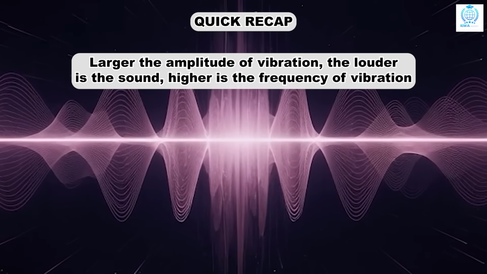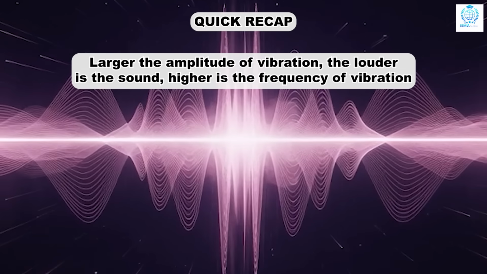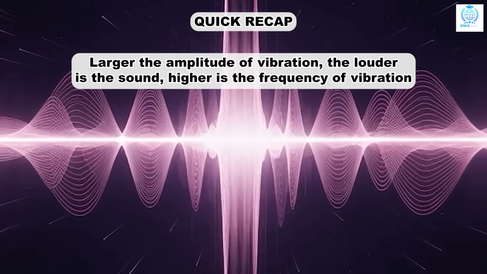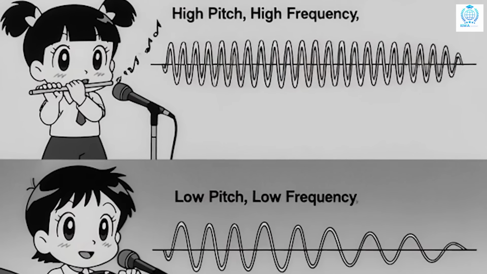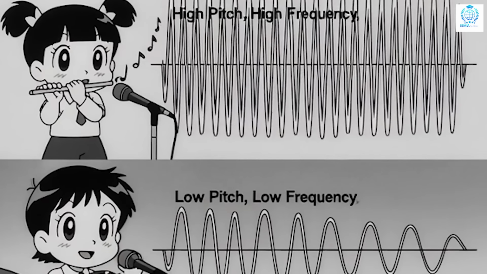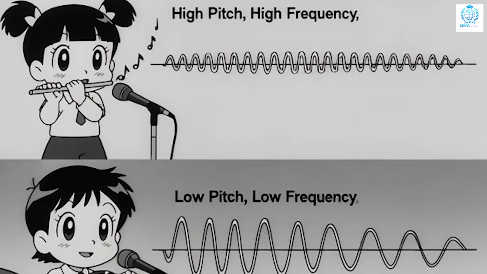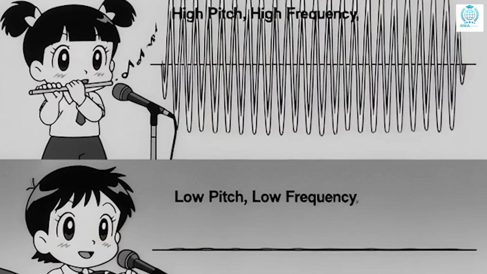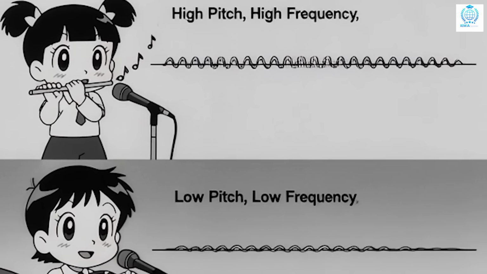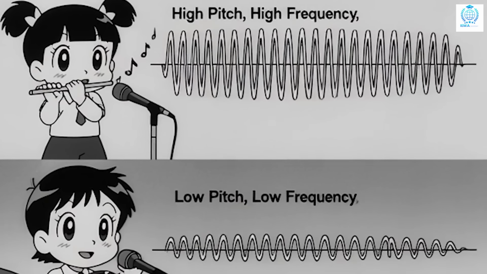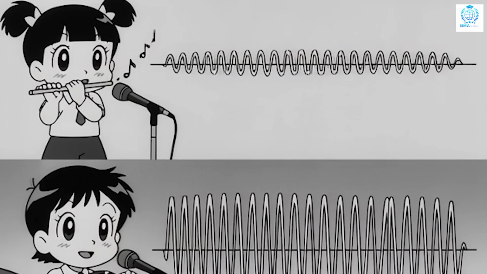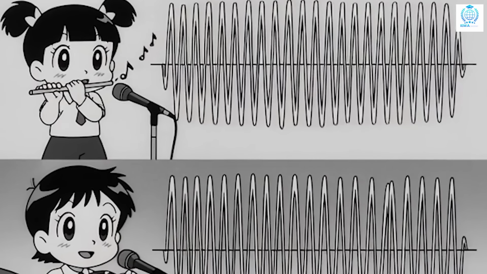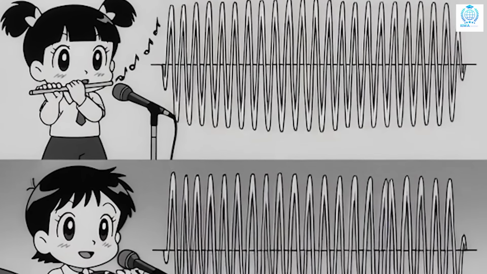4. Loudness depends on amplitude. Big vibrations, loud sound, small vibrations, soft sound. 5. Pitch depends on frequency. More vibrations per second, high pitch. Fewer vibrations per second, low pitch. If you understand just these 5 points clearly, you have already understood the heart of the sound chapter.